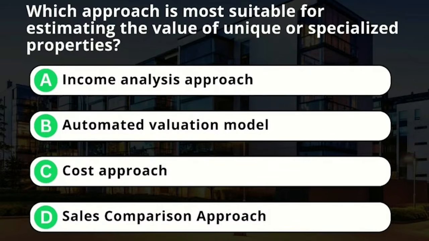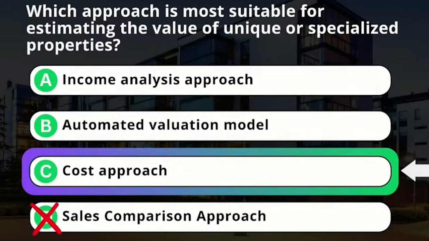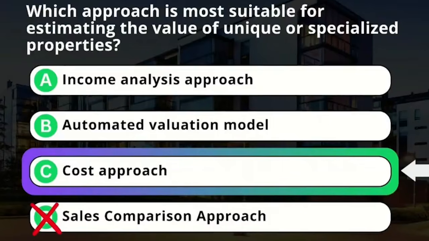Which approach is most suitable? When you play these games in the test writing world, they're looking for something specific. It's the most suitable for estimating the value of unique or specialized properties. And the answer, letter C, is the cost approach. And there was a lot of sales comparison approach. So this is simply just knowing the definition. And the red herring is that in many books, you might learn about something called an AVM, an automated valuation model.